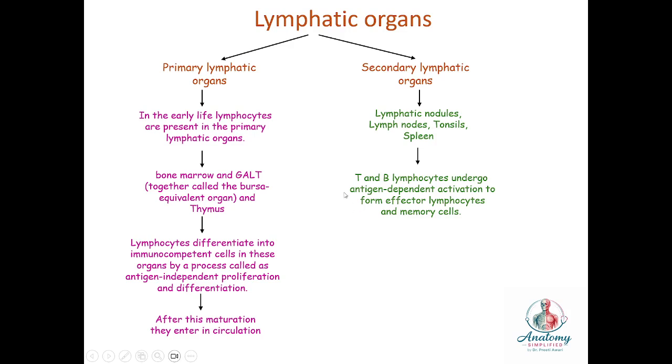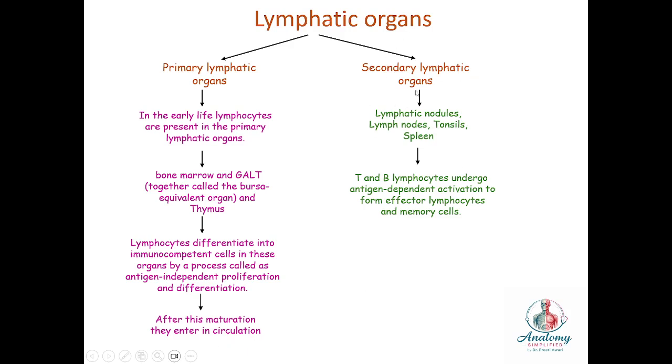Now we'll see various lymphatic tissues or lymphatic organs. We have primary lymphatic organs and secondary lymphatic organs. What are primary lymphatic organs? In early life, lymphocytes are present in the primary lymphatic organs such as bone marrow, gut associated lymphatic tissue, and thymus. Lymphocytes differentiate into immunocompetent cells in these organs by a process called antigen independent proliferation and differentiation. That means here the antigens are not present. Still, the lymphocytes get differentiated into T lymphocytes and B lymphocytes. After their maturation, these lymphocytes will enter circulation.